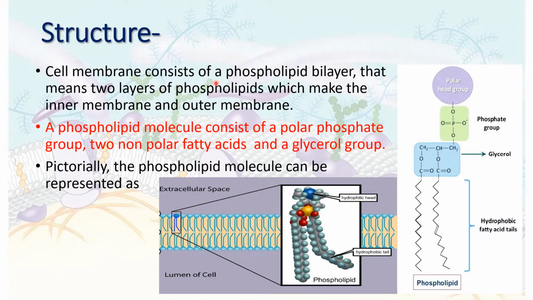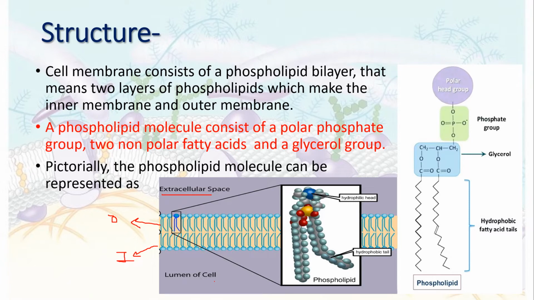So the cell membrane consists of a phospholipid bilayer, that means two layers of phospholipids which make the inner membrane and outer membrane. So this one is the outer membrane because it faces towards the extracellular space, and this one is the inner membrane because it faces towards the interior of the cell, or we can say the cytoplasm.